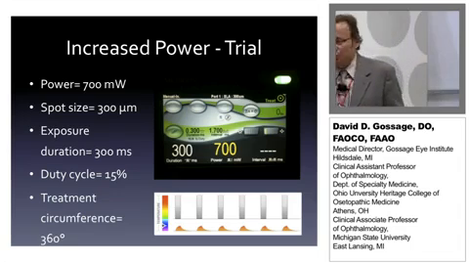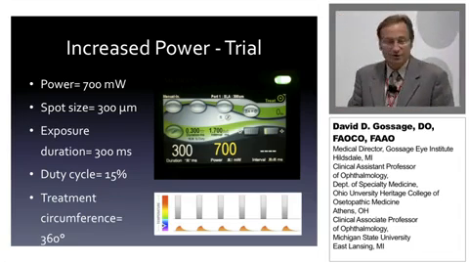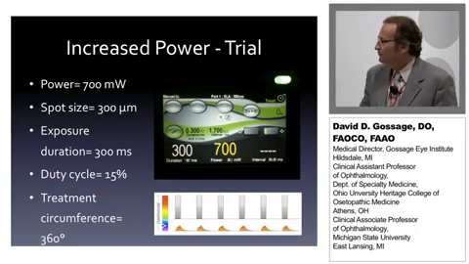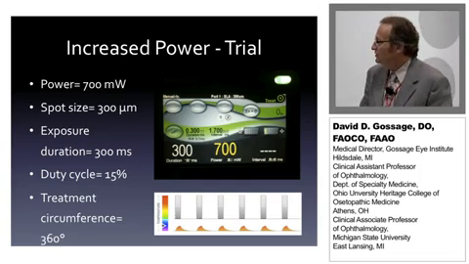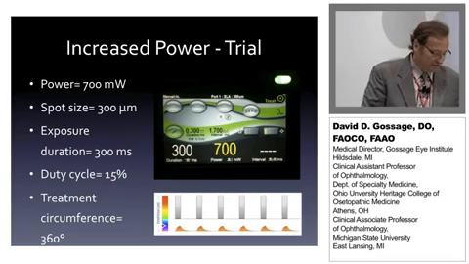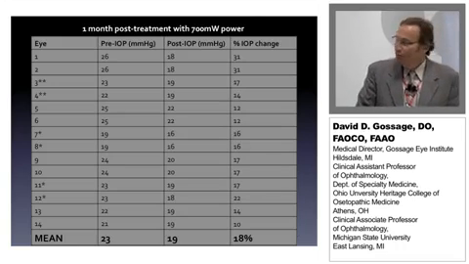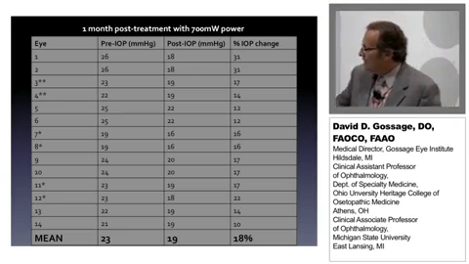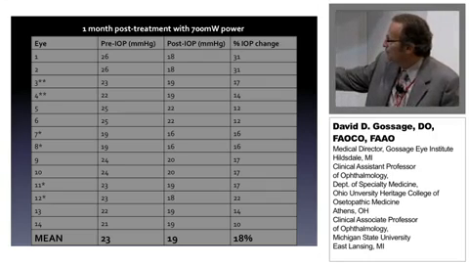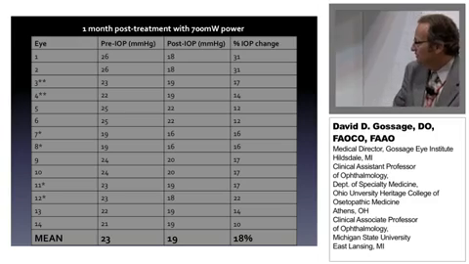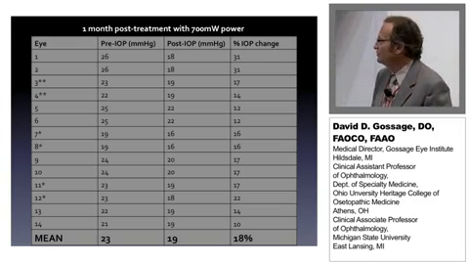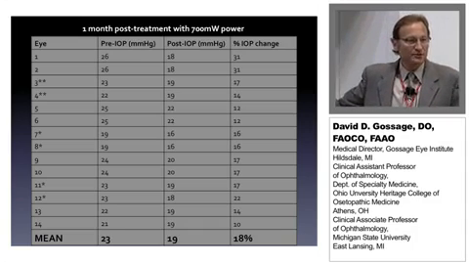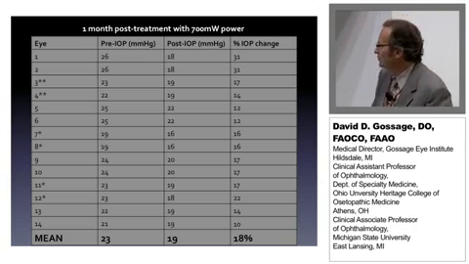We then looked at, do we increase the power? Do we go up to, say, 700 milliwatts of power using a spot size of 300 microns, exposure of 300 milliseconds, and a duty cycle of 15%, and we treated 360 degrees again. We took a look at 1 month post-treatment with the 700 milliwatts of power, and we see that the mean pressure was 23, dropped to 19, or about an 18% reduction. So very similar to the 300 milliwatts of power. The only difference is that we had no non-responders, so everyone seemed to have responded to this treatment.